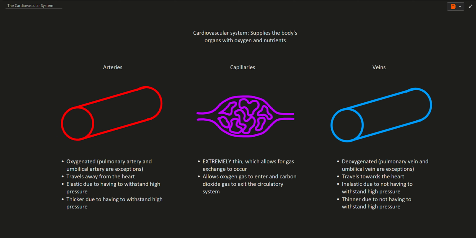They do not carry oxygen, with exception to the pulmonary vein and umbilical vein. Veins travel towards the heart. Veins are also inelastic and thin because they don't need to withstand the high pressure that arteries must withstand.